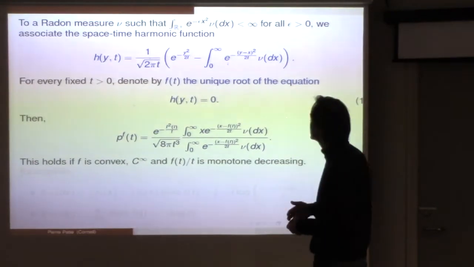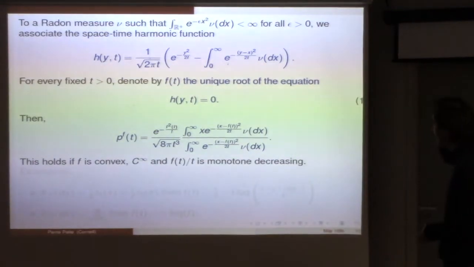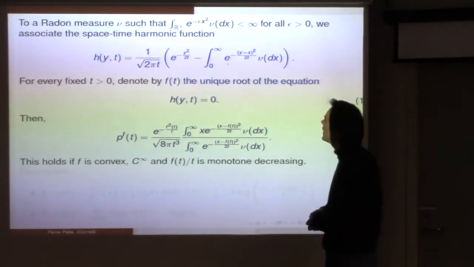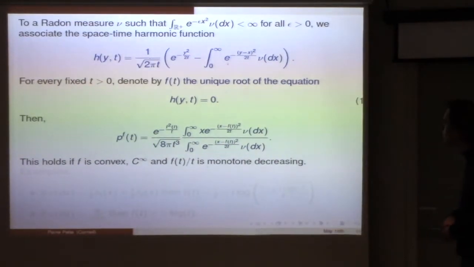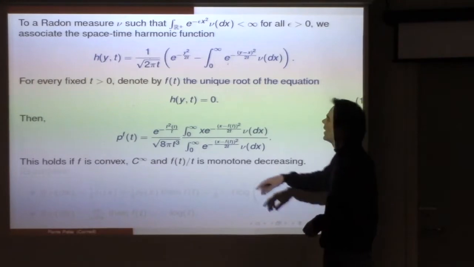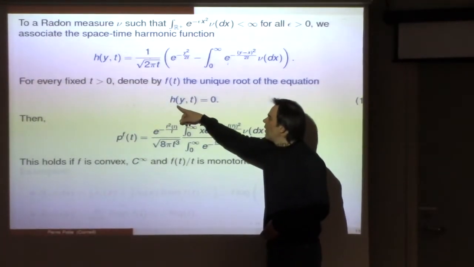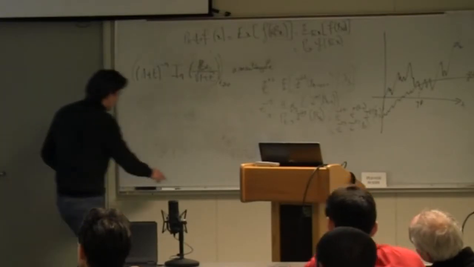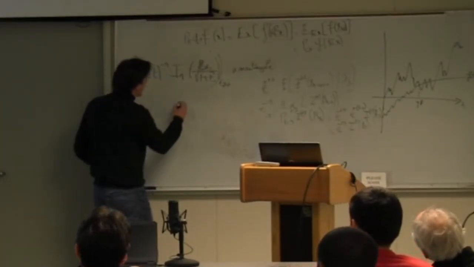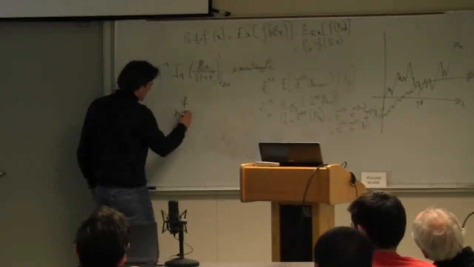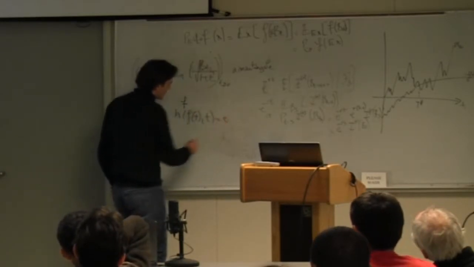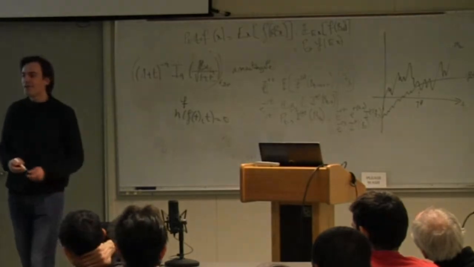Okay? And then, to this function h, we can associate the unique root of the equation, so for a fixed t, of h(y, t). So you are looking for a function f which is the solution of h(f(t), t) = 0, in the space variable.